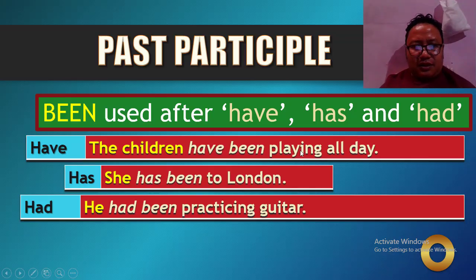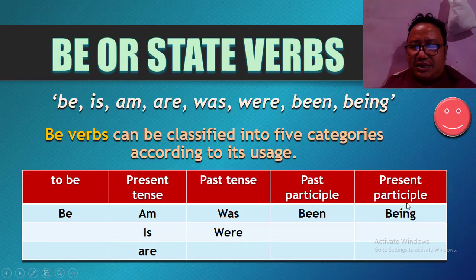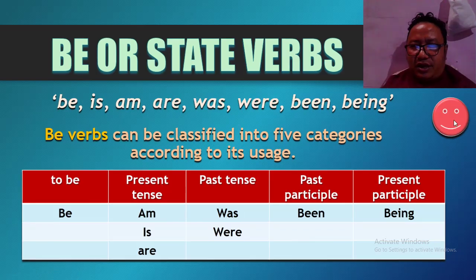For a past tense had, we can use it here, here, and here. He had been practicing, she had been to London, or the children had been playing all day. But in the past participle: the children have been playing all day, she has been to London, he had been practicing guitar. Again, here in the past participle, we have been. So we are working on that.